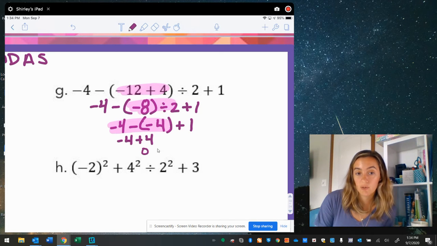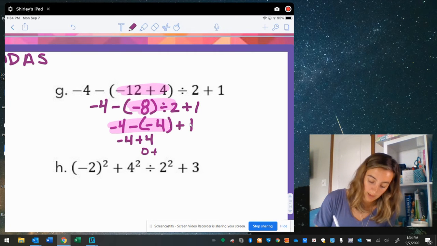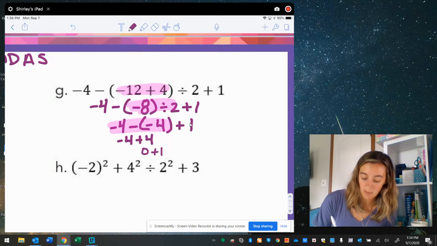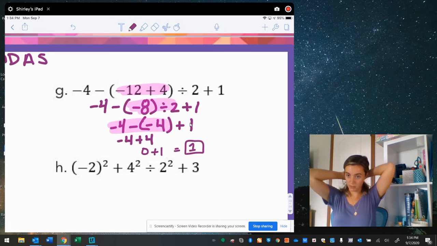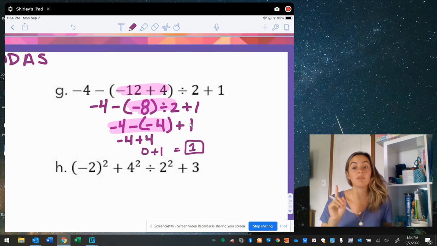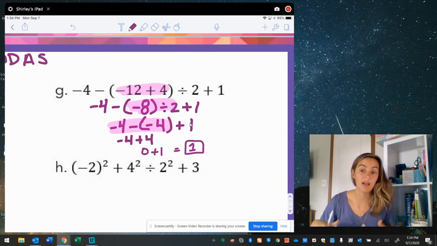So all that I did here was simplify my subtraction problem. I'm going to bring down my adding 1. And I just have 0 plus 1 as my final answer, which is going to be 1. Again, a little bit more complicated, so we really have to make sure we're taking our time, only simplifying one operation at a time, bring everything else we haven't used yet down around it.